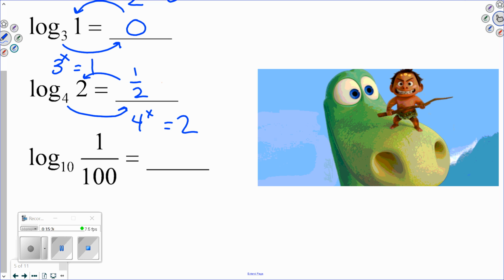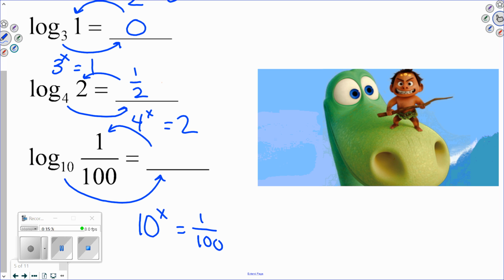All right. And then 10 to what power equals 1 over 100? Ooh, you guys are fast on that one. Yeah, look at this. I know if it's here and it got moved to the bottom, it had to be negative. Then how do we make a 10 100? You square it. So 10 to the negative 2. Oh, I was impressed. You guys grabbed that really fast.